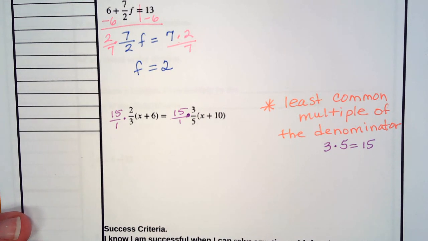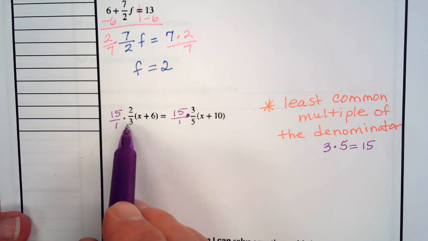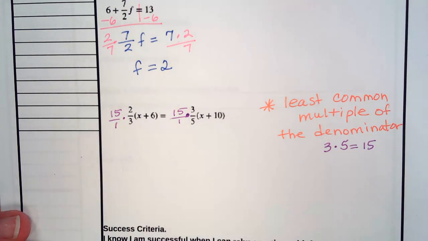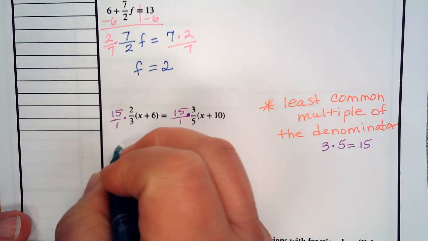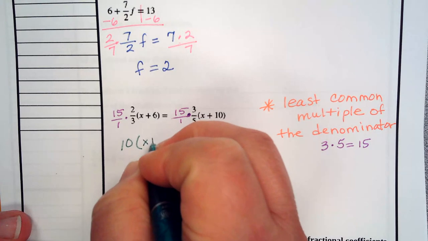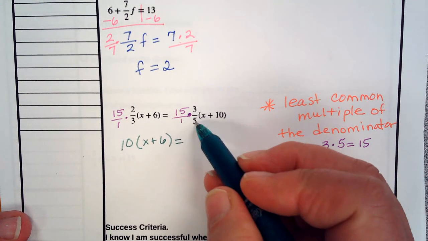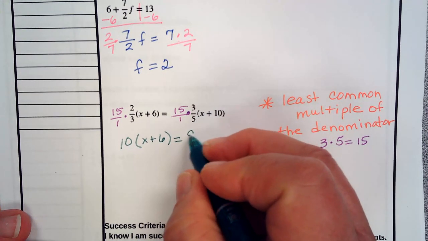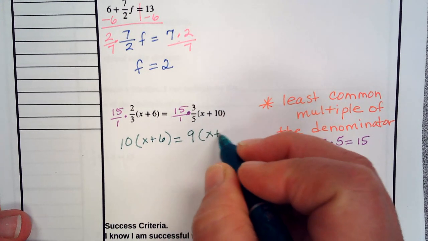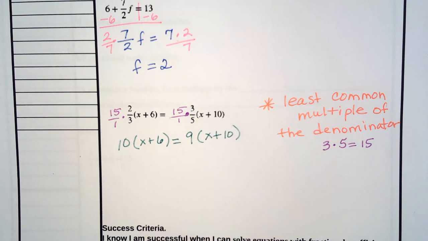Okay. 15 is divisible by 3. 15 divided by 3 is 5, times 2 is 10. I still have my parentheses. x plus 6 equals 15 divided by 5 is 3. 3 times 3 is 9. x plus 10. I'm pausing so you can think about the why of it.